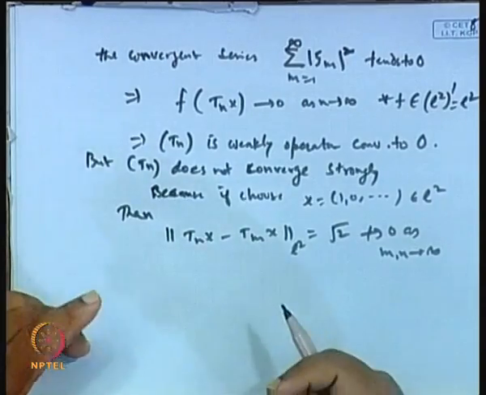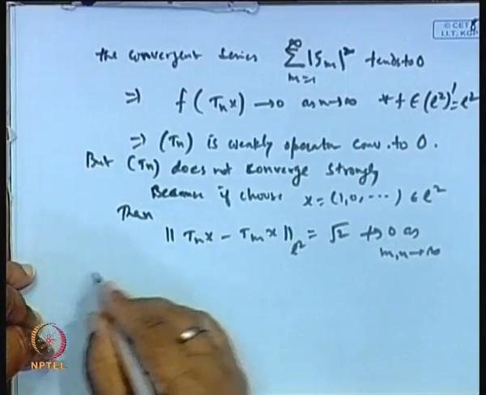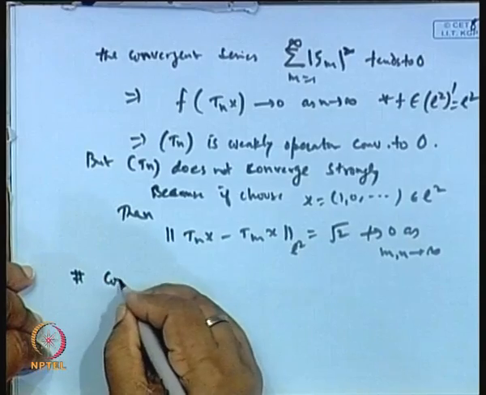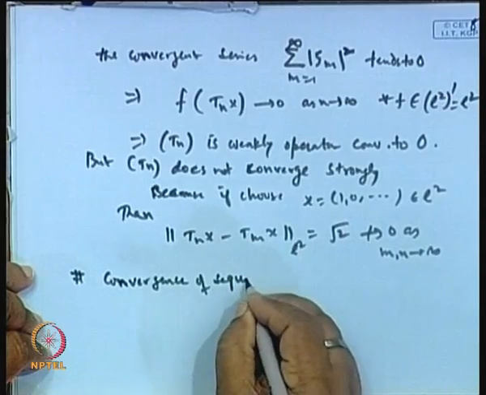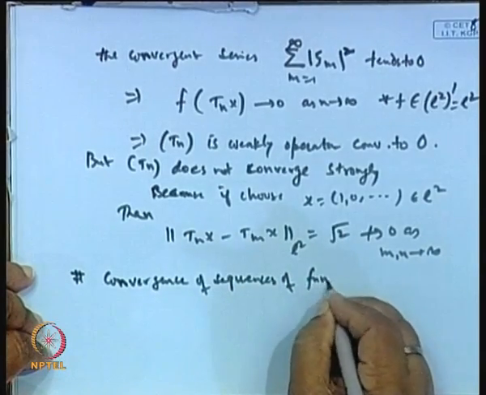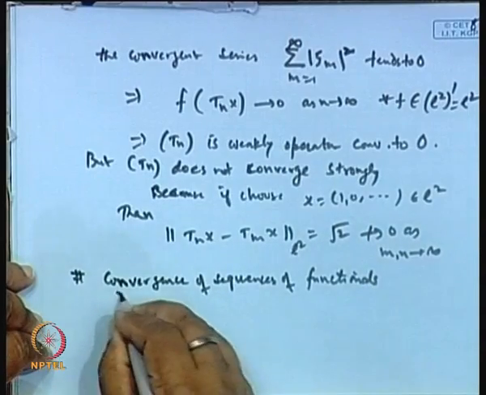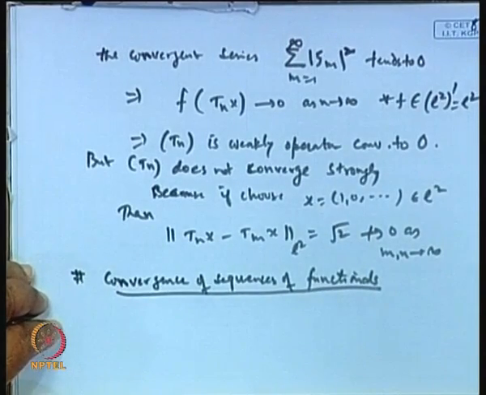The same thing continues if I replace the operator by a functional. When we say T_n is a sequence of operators from X to Y, then Y and X are both normed spaces. When we replace Y by R or C, then this operator is said to be a functional. So the same type of criteria is there. Let us see convergence of sequences of functionals. Linear functionals are linear.